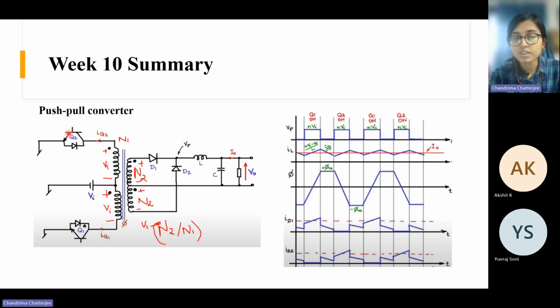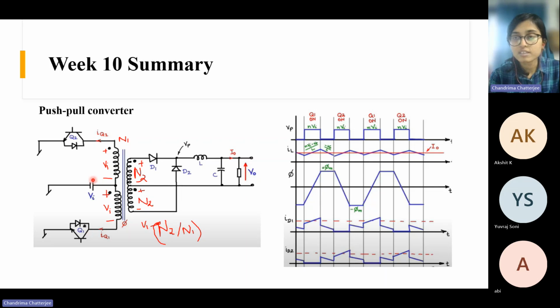Now Q2 is on and this is off. So again the current path will be through this winding like this, in the upper winding. And this is off, so there is no current in this winding. So again there will be Vi voltage here, and here we will get NVi voltage.